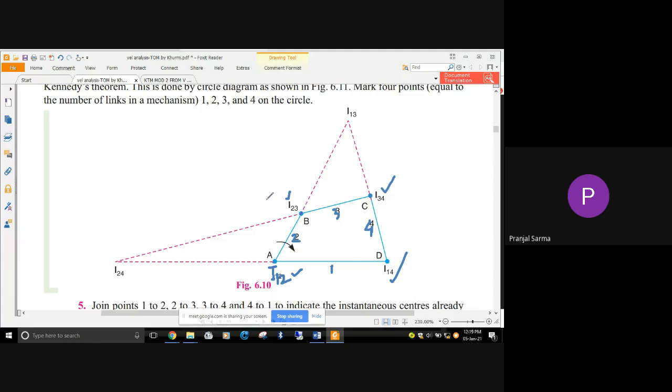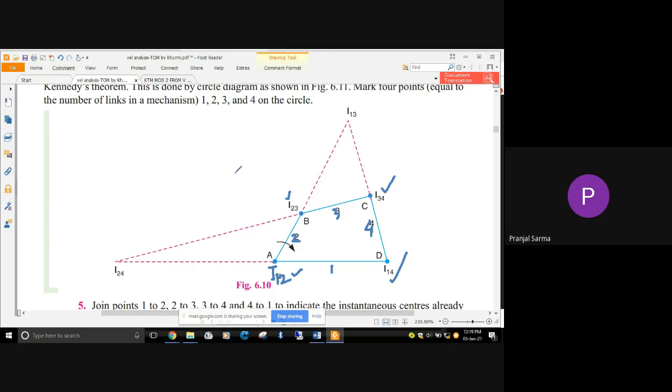But now we know that there is one theorem known as the Arnold-Kennedy theorem, or only Kennedy's theorem, and it states that basically if three bodies have plane motion between them, then the three instantaneous centers between them lie on the same straight line. That is the logic we are going to utilize. So Kennedy's theorem we are going to utilize here.